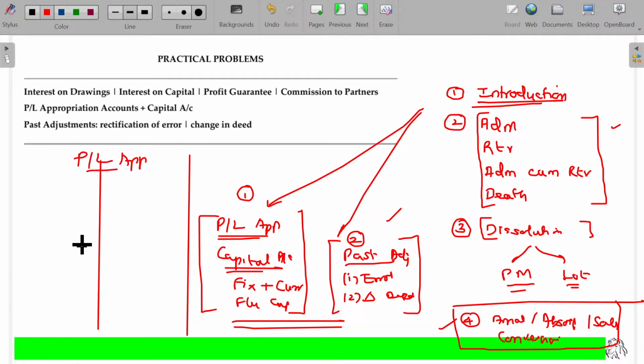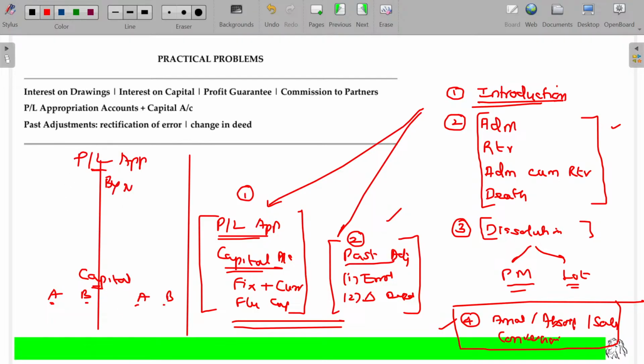And capital account. Preferably, the capital account can be prepared in the form of columnar form, or you can prepare each and every partner's capital account separately, also no problem. So we assume that we have the two partners A and B. Clear. Now share the profit earned to the partners.